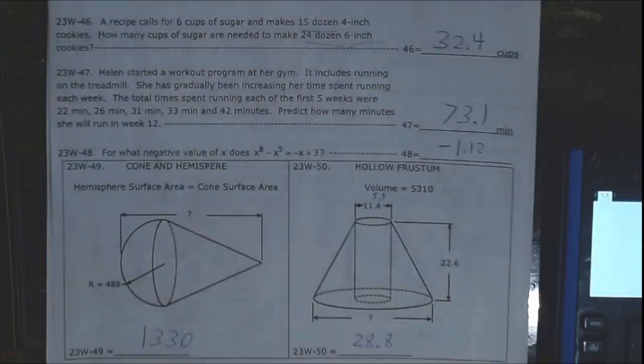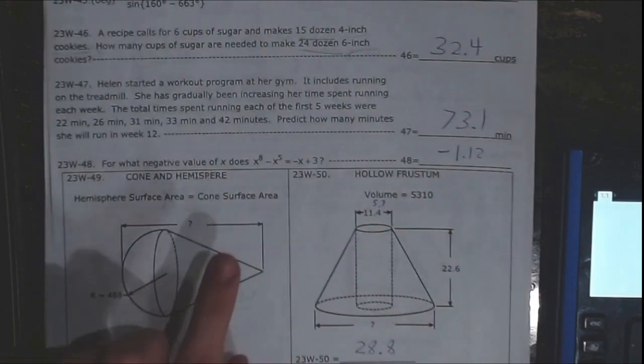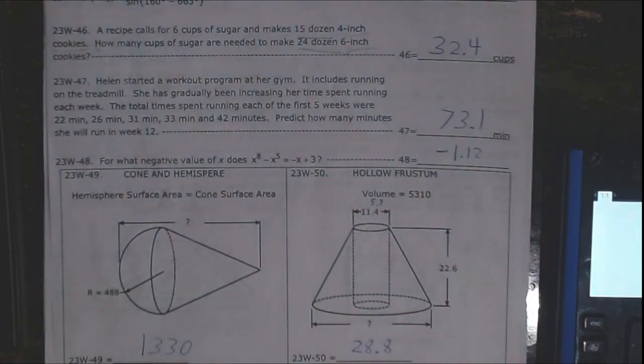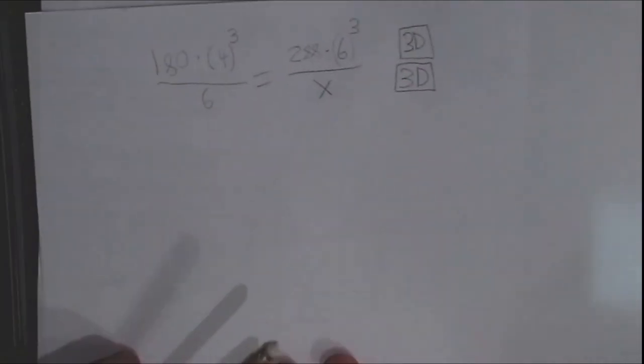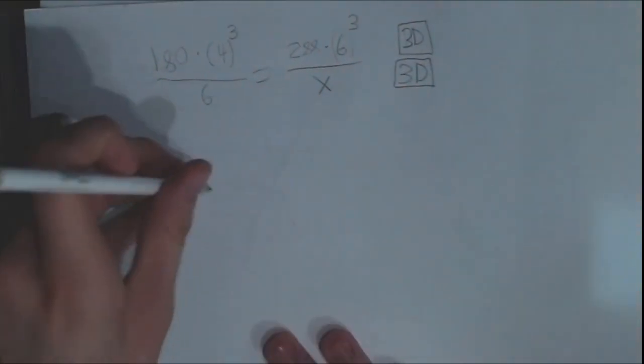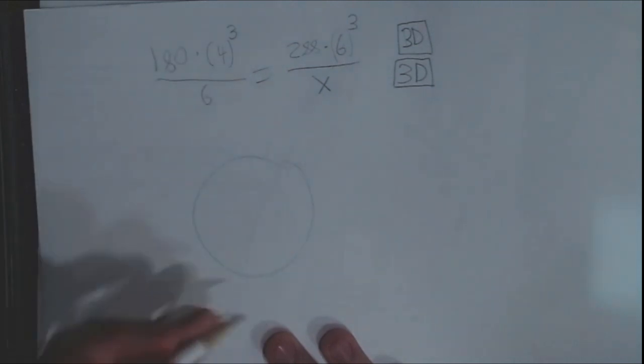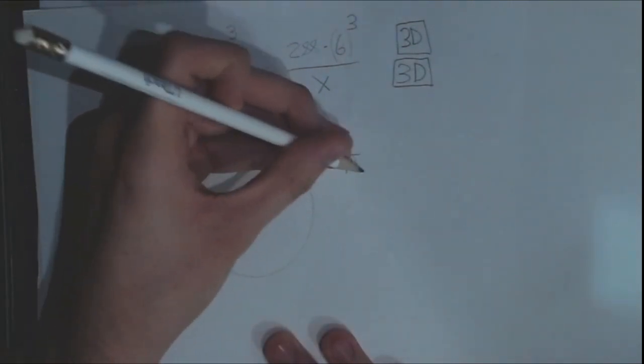Okay, question 49. Cone and hemisphere. So we know that the hemisphere's surface area is equal to the cone surface area. And so the surface area of a hemisphere. So I already told you guys that the surface area of a sphere is 4 pi r squared.